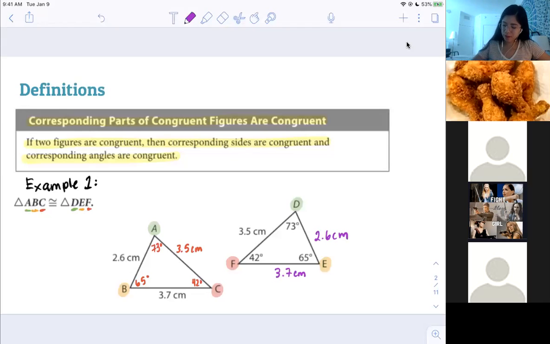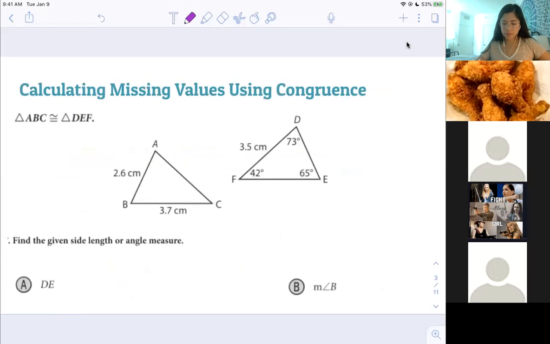All right. So let's see an example. So we're going to calculate missing values. We actually just did this one, so you don't have to write anything down. But I'm just reiterating that side DE would match up with what? Sorry, not angle, side length.